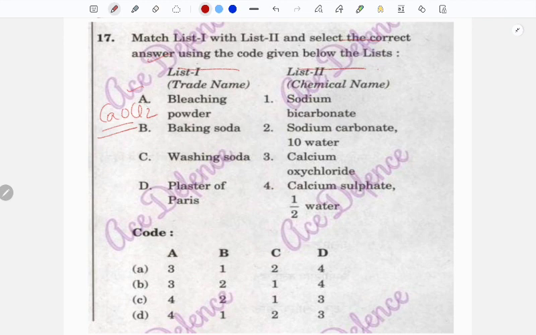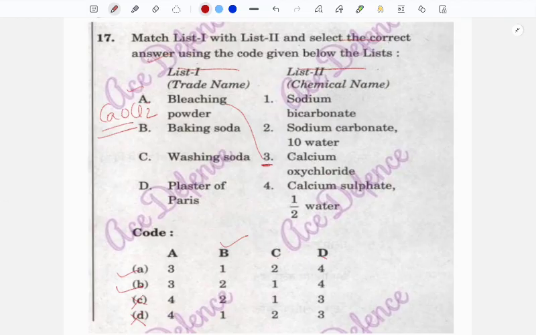So what will be the right answer? A means we have option 3 as the correct answer. So A will be with the 3 here. Now see options A and B, these will be the correct answer, so you can eliminate the other options. C will not be the correct answer, D will not be the correct answer. If you know about B only, then you can mark your answer. So option 3 is the correct answer for bleaching powder, calcium oxychloride. Basically bleaching powder releases Cl2 gas.